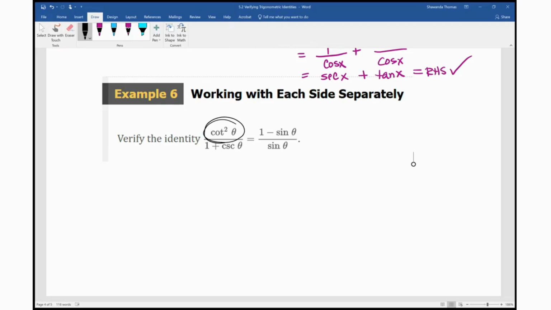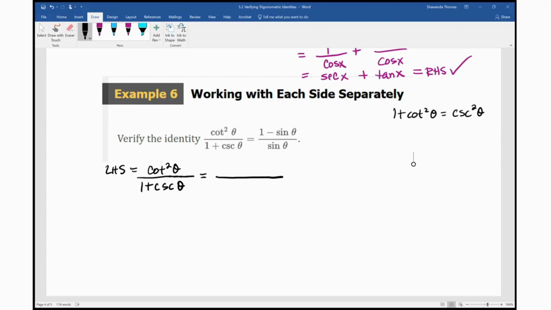Cotangent squared theta. Is there an identity that has cotangent squared theta in it, and maybe with cosecant theta? 1 plus cotangent squared equals cosecant squared. 1 plus cotangent squared theta equals, you said, cosecant squared theta. That means we can solve for cotangent squared theta. So I want y'all to solve for cotangent squared theta while I write down this denominator. So cotangent squared theta is equal to what based off of this Pythagorean identity?